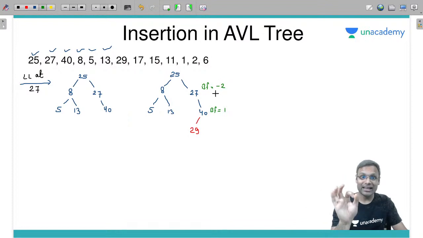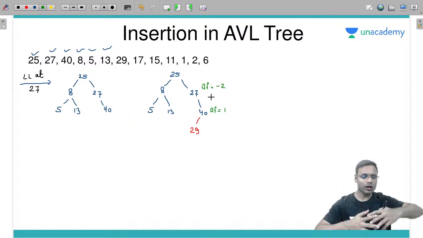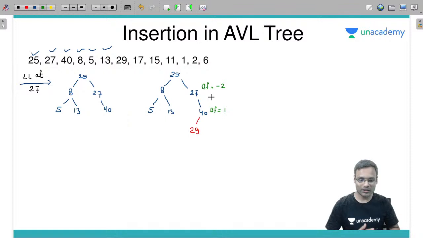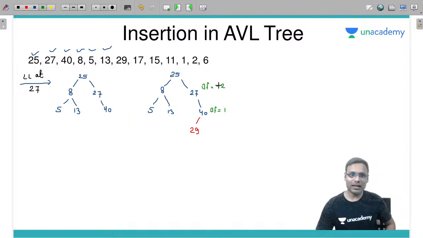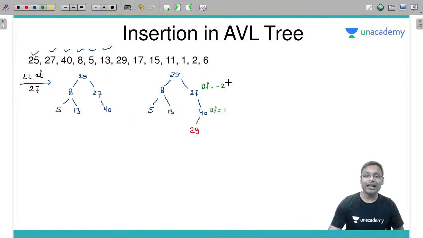27 is imbalanced. Why? Just because the balance factor has gone out of the range of 1, 0, minus 1. It is minus 2. If balance factor is minus 2 at 27, what kind of imbalance at 27? You detect it and tell me. What is the direction of newly inserted node? RL at 27.